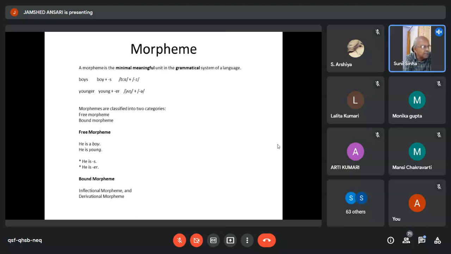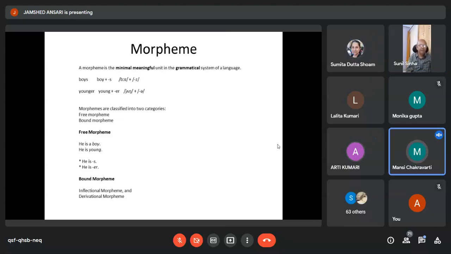Okay. Now, what is the grammatical category of young? Adjective. It's an adjective. Yes. And younger is more than young. Er is also adjective, because er can be added only to an adjective. And therefore, er is also an adjective. So, any doubt about morpheme? The definition: a morpheme is the minimal, meaningful unit in the grammatical system of a language.